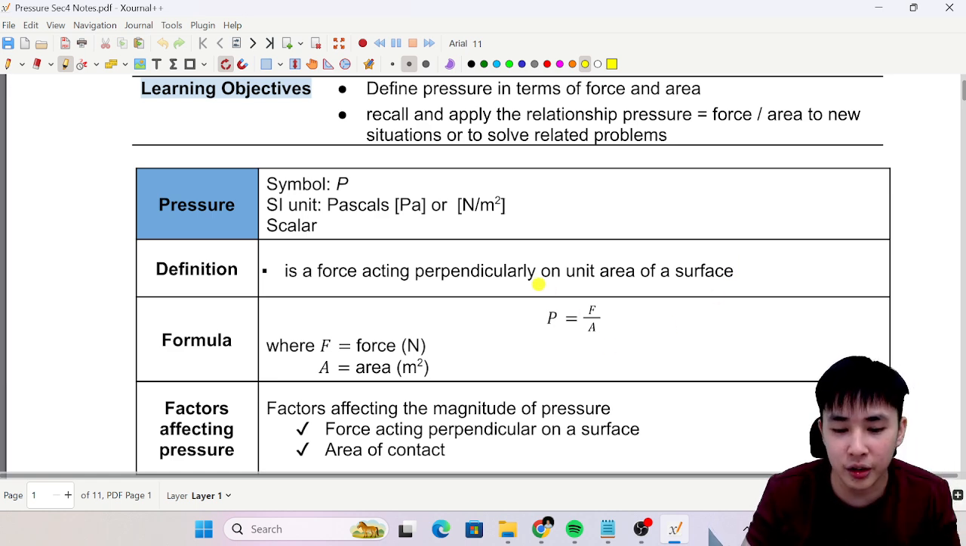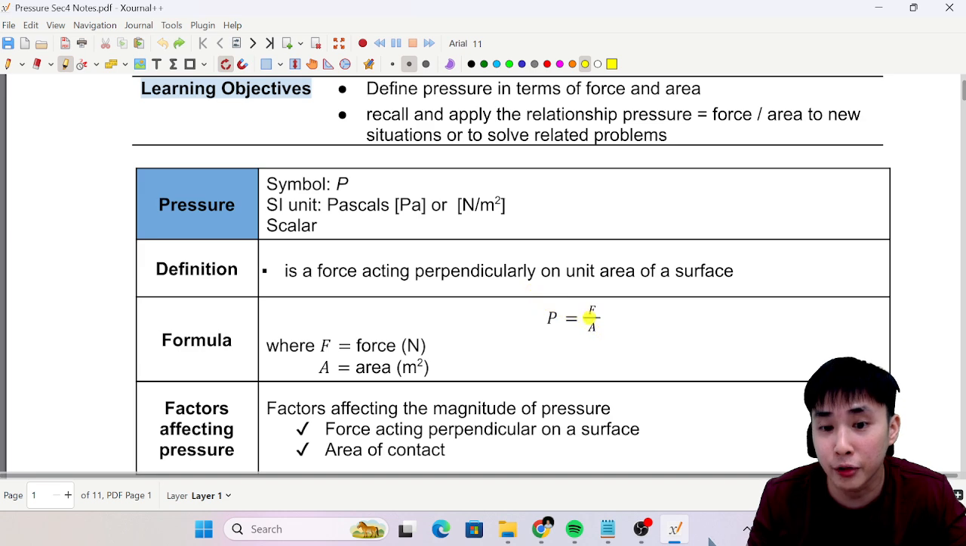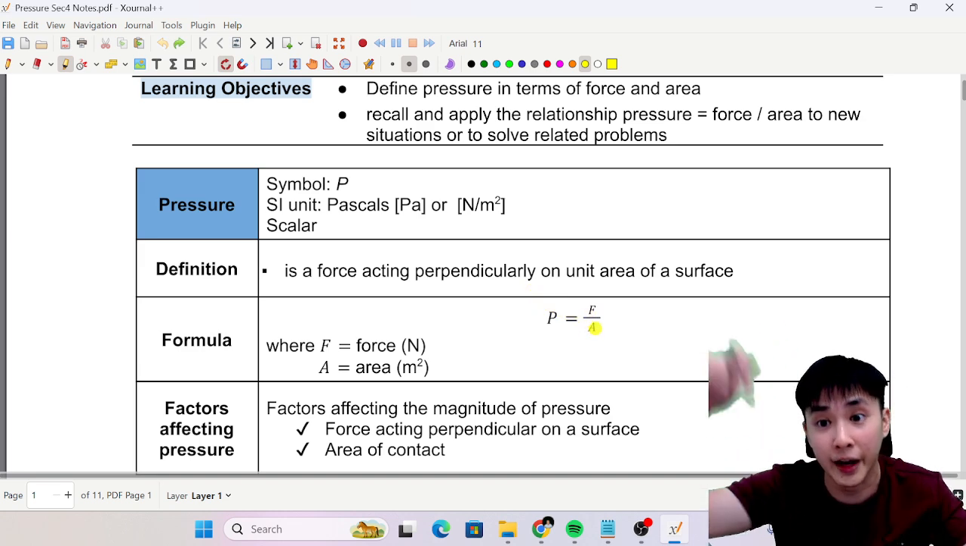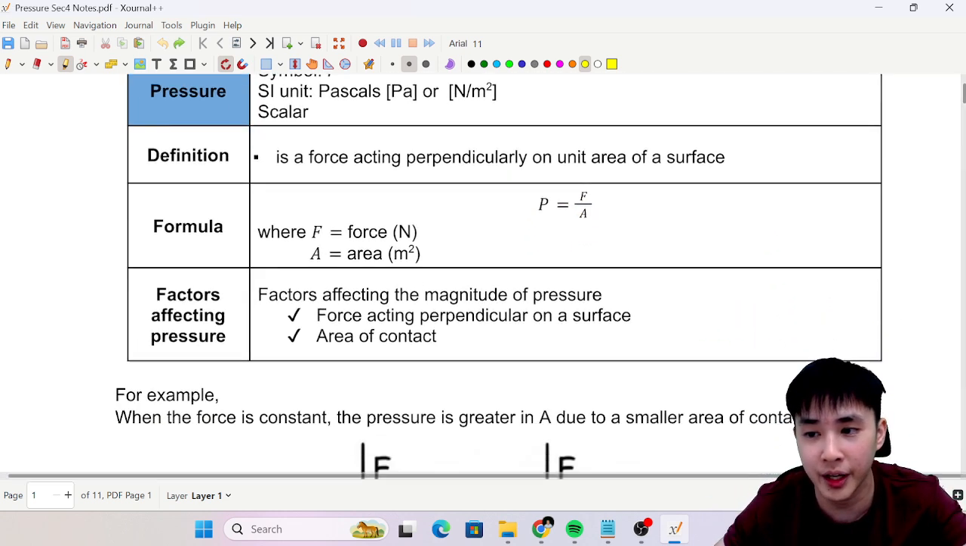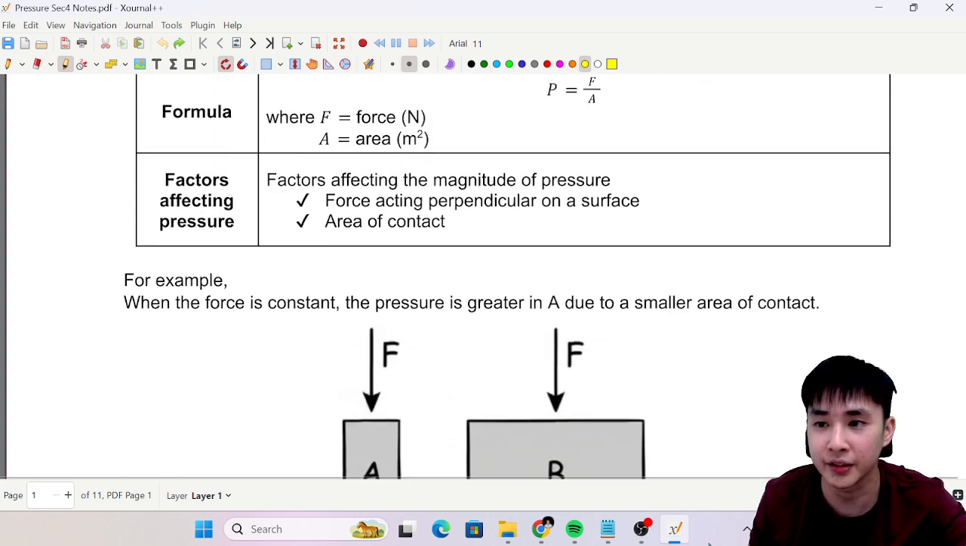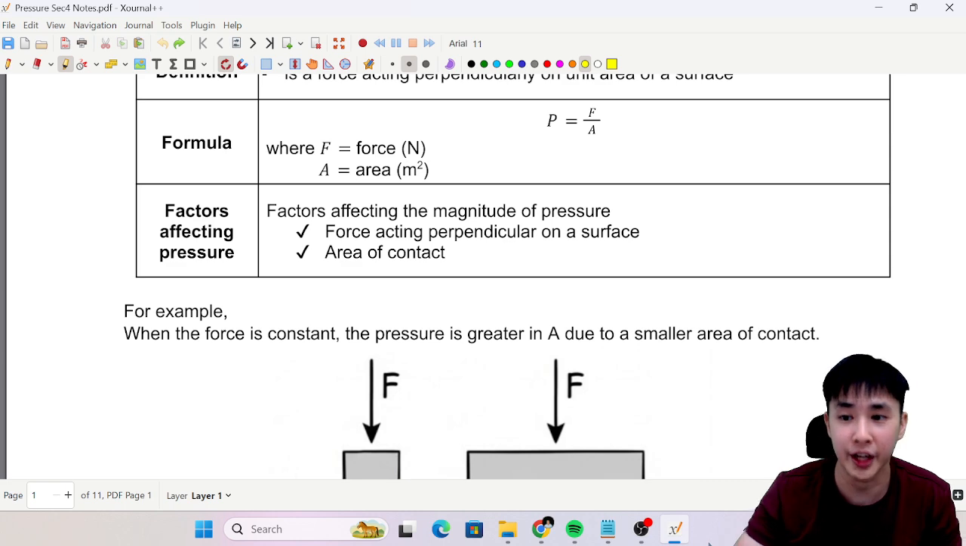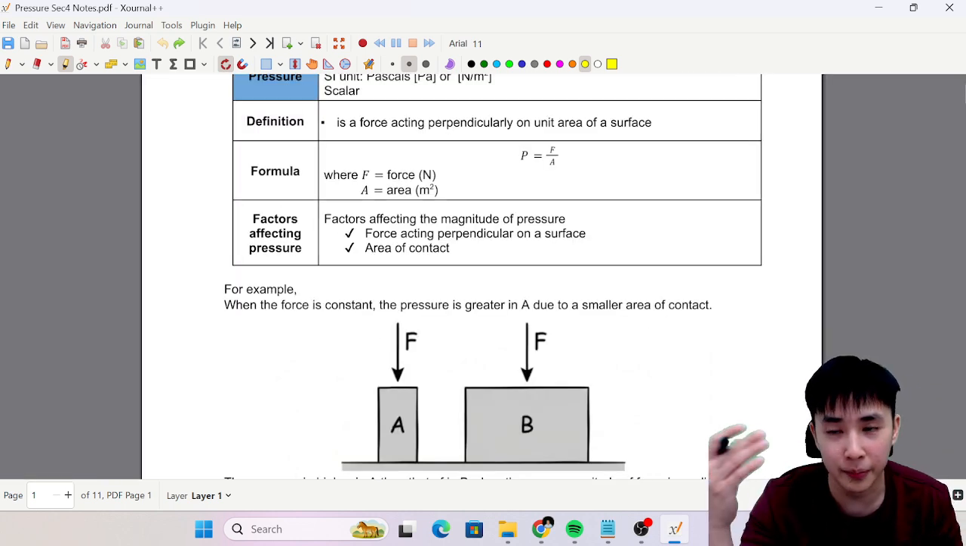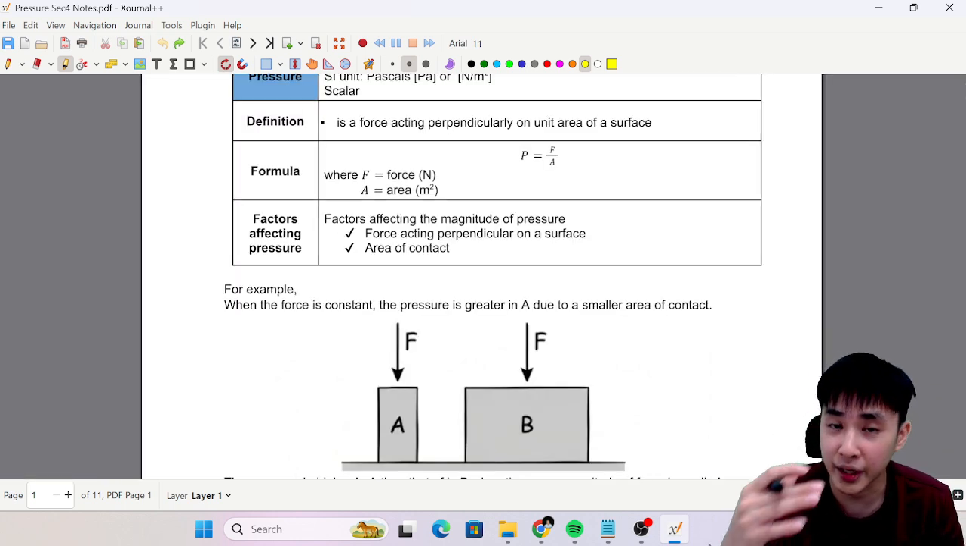In my head, I just store the information as force per unit of area, but the force must be at right angle to the area. So that's the thought process behind this. Pressure is just force over area. So obviously pressure is affected by how big the force is as well as how big the area is.